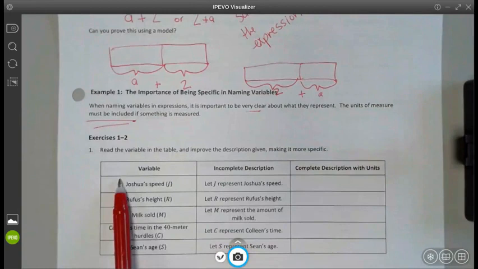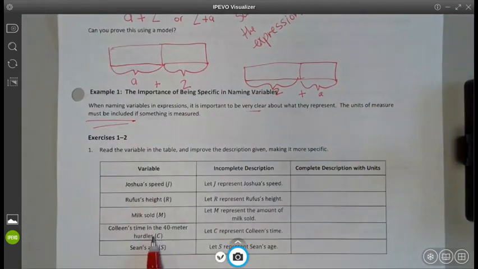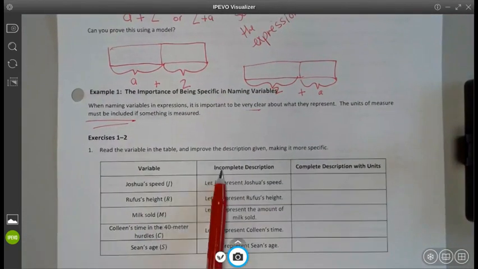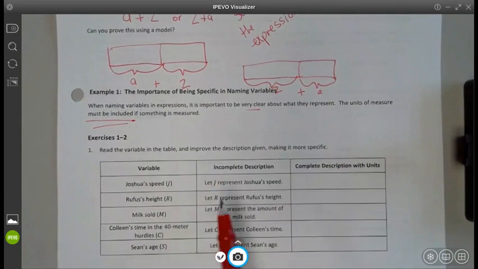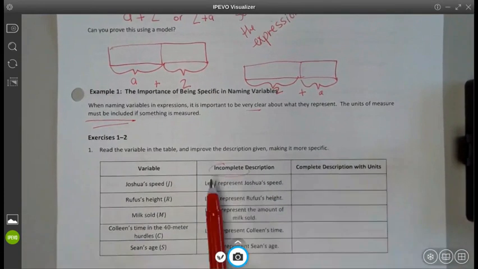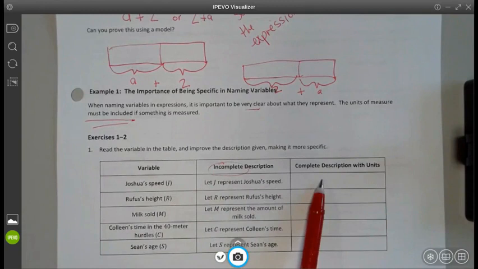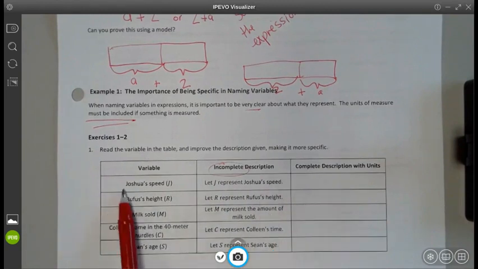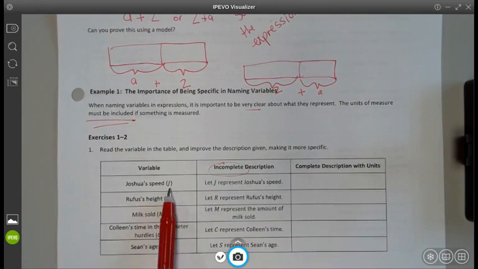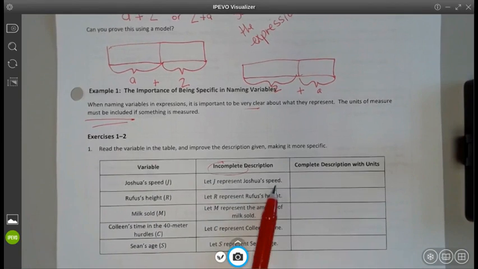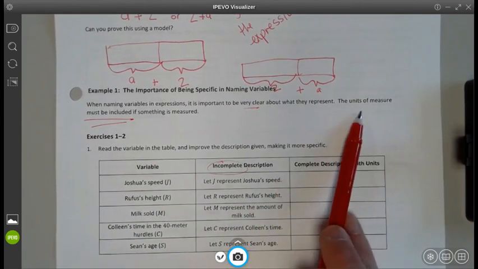So let's look at this example. We're going to read the variable in the table. We're going to read the description that's incomplete. Notice it says incomplete. And we're going to improve the description given, making it more specific. So reading horizontally, Joshua's speed J. The variable is Joshua's speed J. We're going to let J represent Joshua's speed. Well, how do we be more specific? Well, we're more specific by including the units of measure.